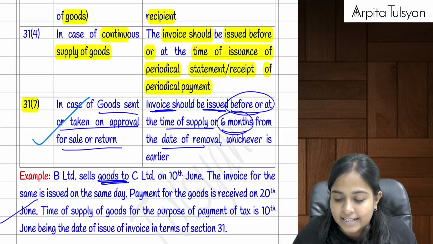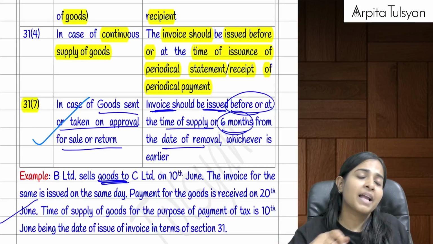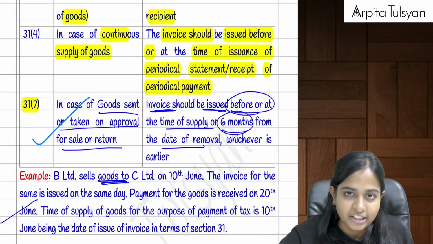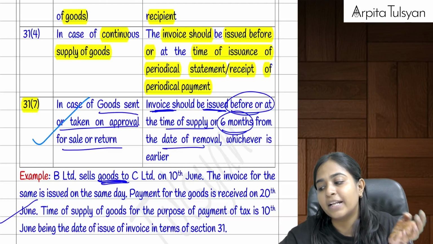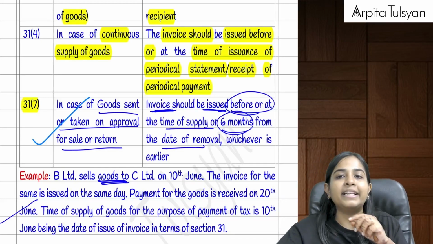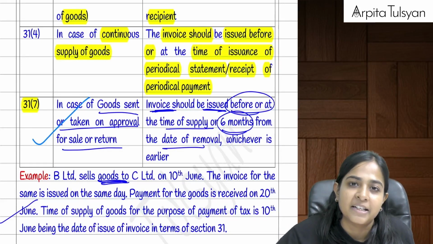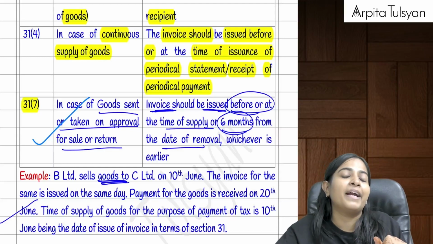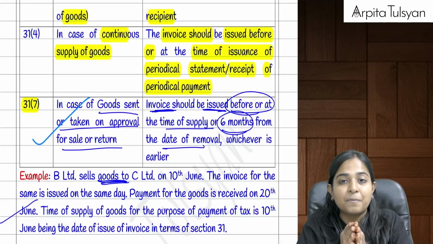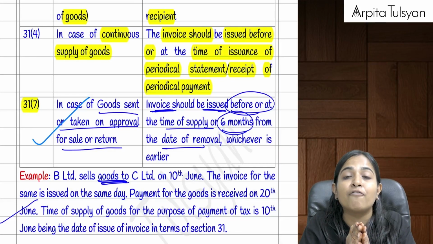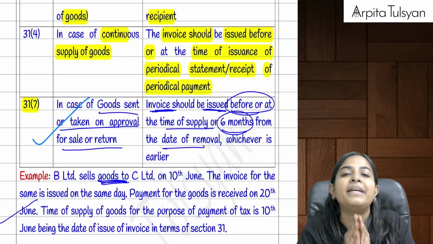Okay, so in that case, there can be only two possibilities. Either you will accept the goods or you will reject the goods. If there is rejection, then there is no supply at all. But if you have accepted the goods, then the date when you have accepted the goods is the time of supply. But if you have failed to reply to me within a time period of 6 months, then at the end of 6 months, as per this time of supply, you have got a time period of maximum 6 months to tell me yes or no.